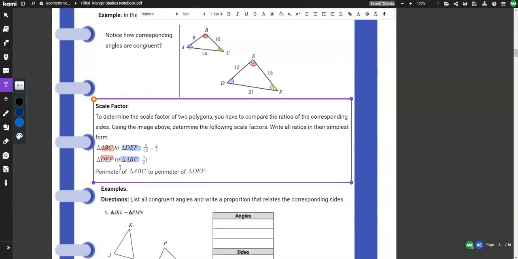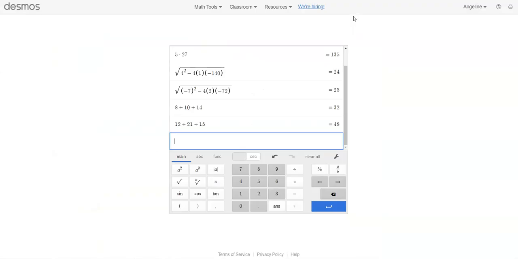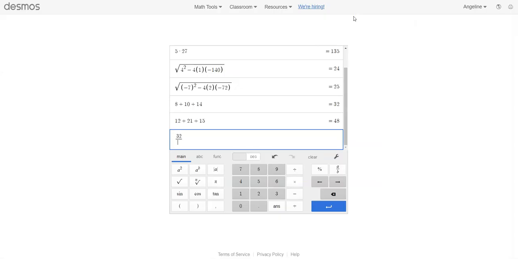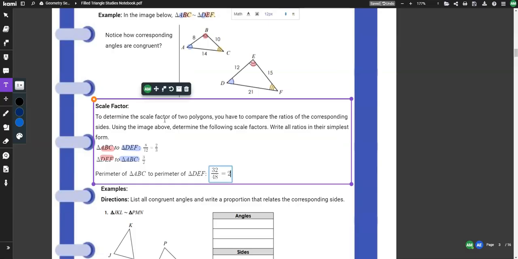Now, what we can do, though, is it wants the perimeter of triangle ABC to perimeter of triangle DEF. So 8 plus 10 is 18, plus 24 is 32. So the perimeter of triangle ABC is 32. And the perimeter of triangle DEF, which is 12 plus 15 plus 21, is 48. And we're going to simplify that. I can tell you this is already 2/3. And look at it again. There it is. It's 2/3.